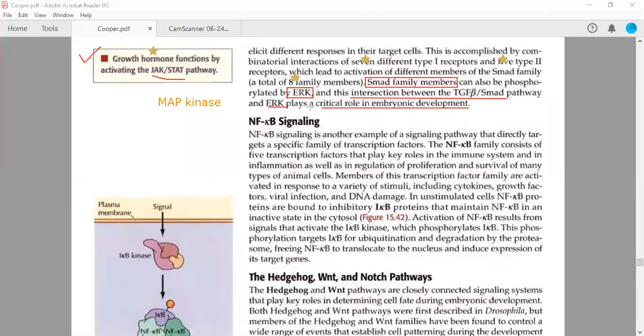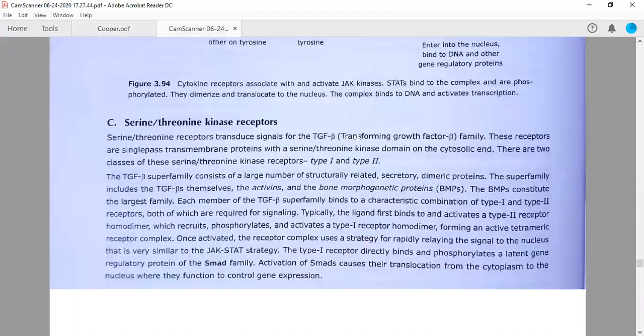Okay, so now I'm moving to your pathfinder so that we can discuss certain important points. These are called serine threonine kinases. As we have discussed, there are two types. The new thing which you should note from your pathfinder is there is the transforming growth factor beta superfamily, a large number of structurally related secreted dimeric proteins. As you have noted, there are 5 types of type 1 and 7 types of type 2 receptors.